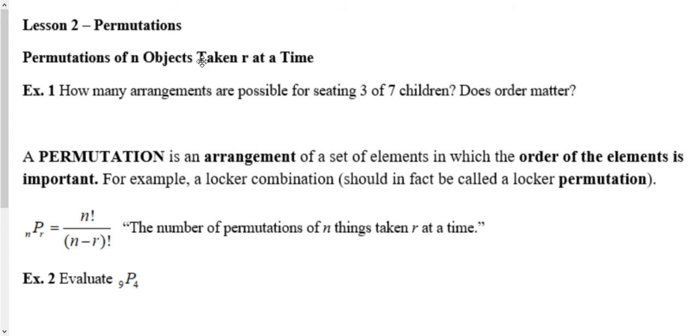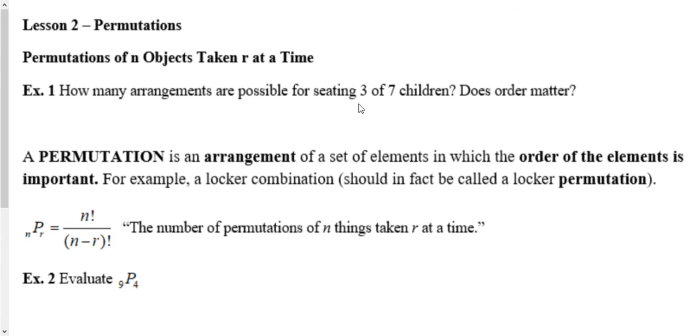We're going to start off with our question right away here, and this question is asking you, how many arrangements are possible for seating 3 of 7 children? Does order matter? So this here is FCP, Fundamental Counting Principle. You can solve it using FCP. So how do we set up FCP again?